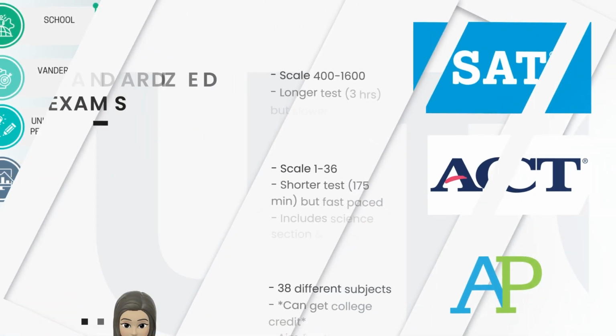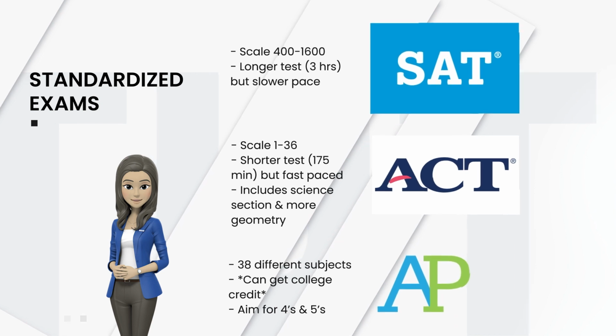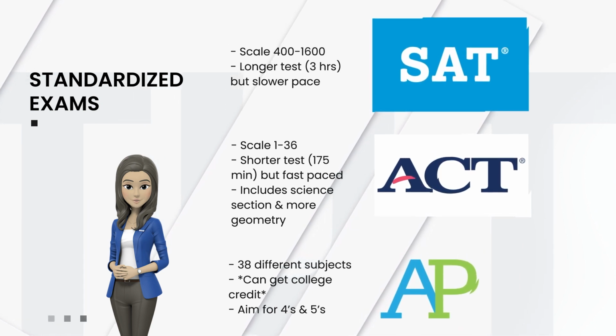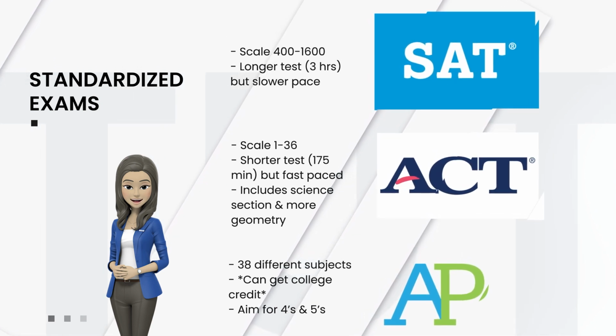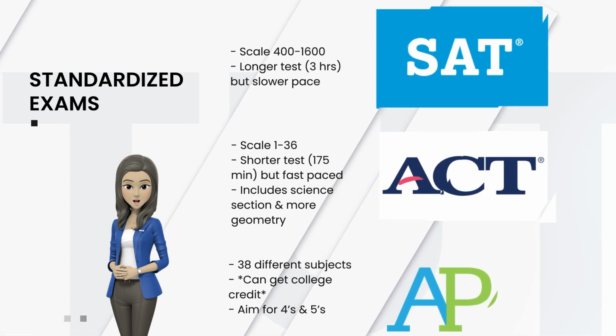Now, standardized exams. There are 3 types of standardized exams, the SAT, the ACT, and the AP. The SAT is a scale of 400 to 1600 and a longer test that is typically 3 hours but slower paced. The ACT is a scale of 1 to 36, is a shorter test but is more fast paced and includes a science section and more geometry. The AP exams are 13 different subjects where you can get college credit, depending on each school, and you need to aim for 4s and 5s.